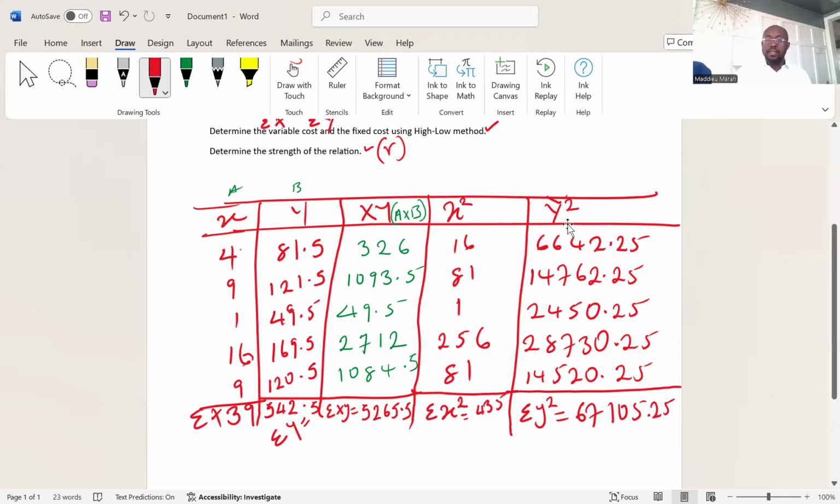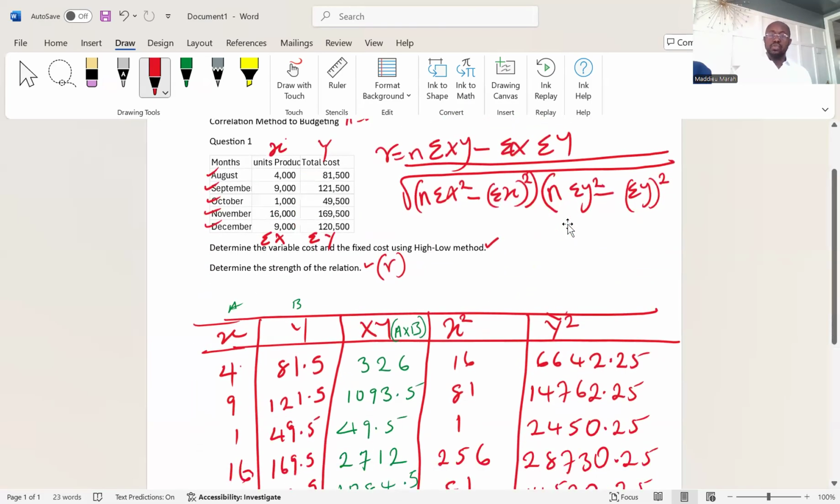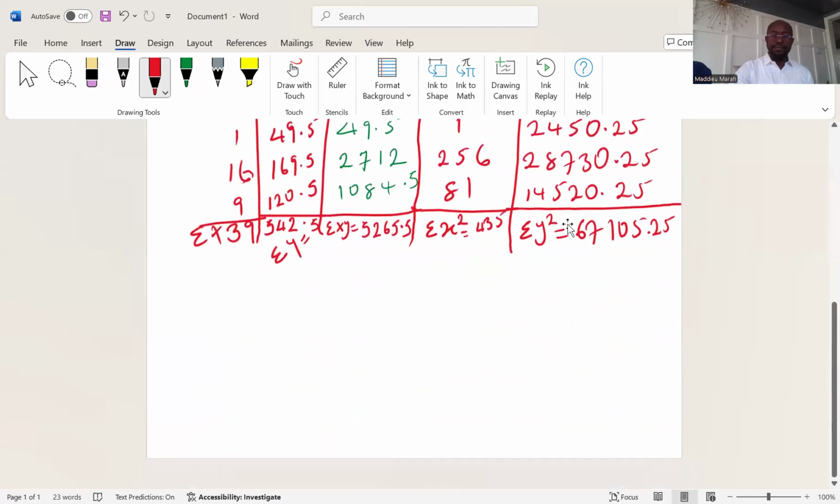And remember, this is the formula. And I have all my values. So let me bring the formula again down.